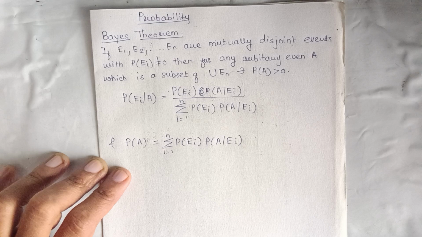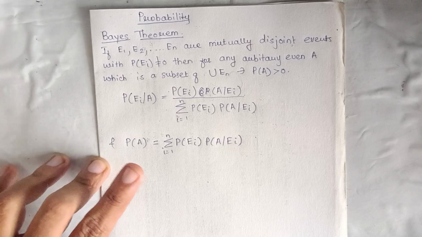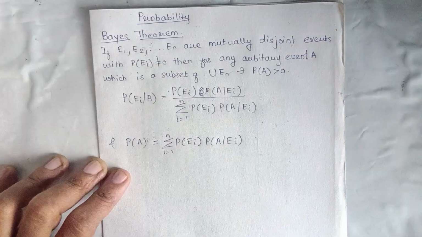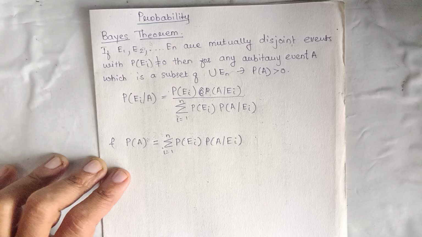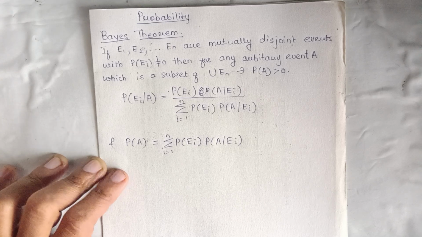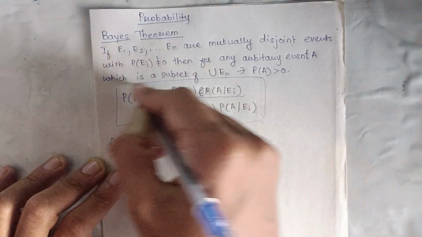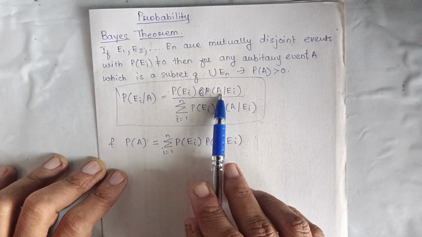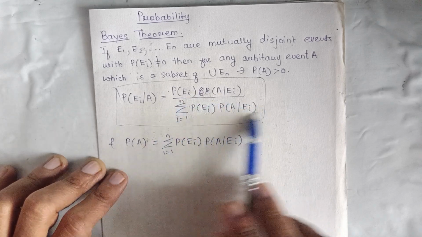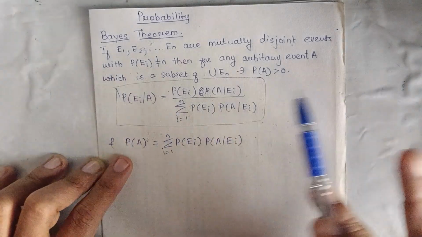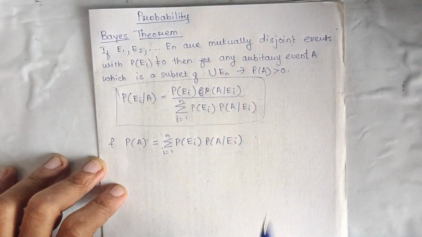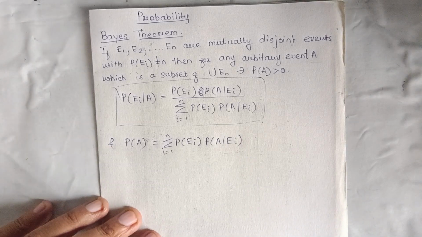If E1, E2, ..., En are mutually disjoint events with P of Ei not equal to 0, then for any arbitrary event A, which is a subset of the union of the Ei, such that P of A is greater than 0, we have Bayes theorem which says this: P of Ei given A is equal to P of Ei times P of A given Ei, over the summation of this product, and that is the P of A, that is the event which is given by this. Let's understand this by solving one question.